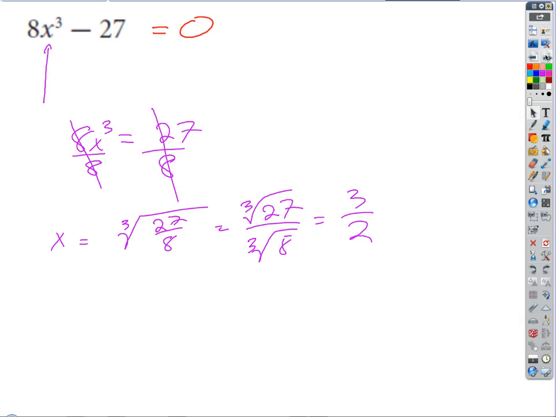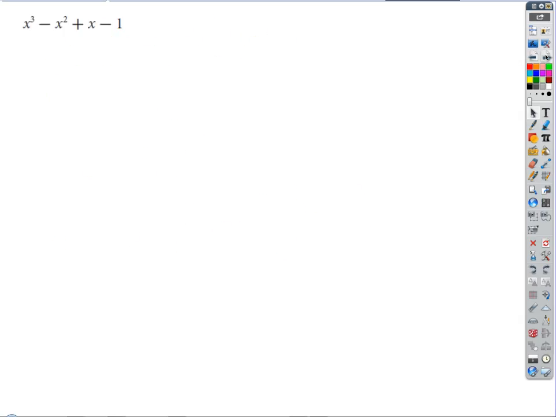Okay, so let's look at stuff like this. How could we solve an equation like that? So we're going to have to factor this, right? Now this is a whole different level. This is a cubic function. It's got 4 terms. You can't do as much with cubics as you can with quadratics.